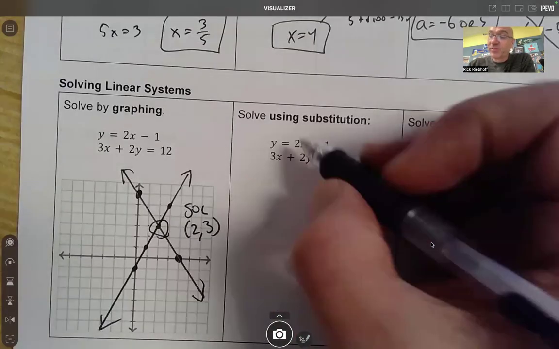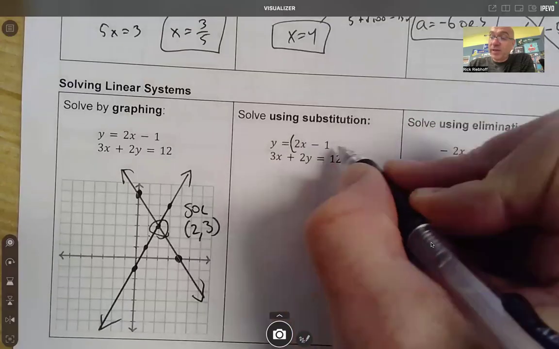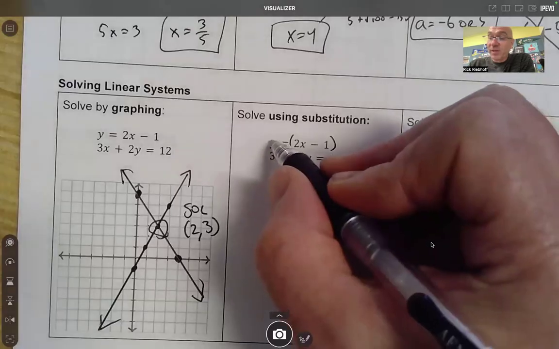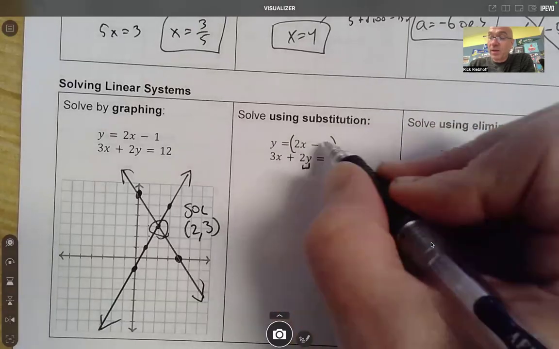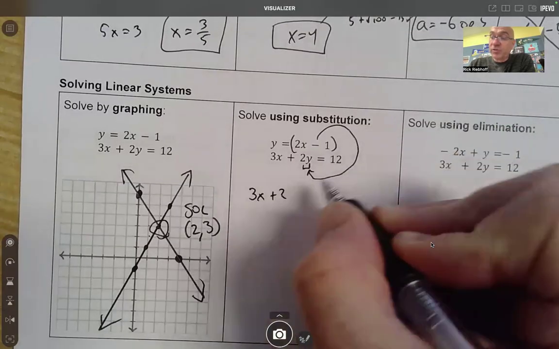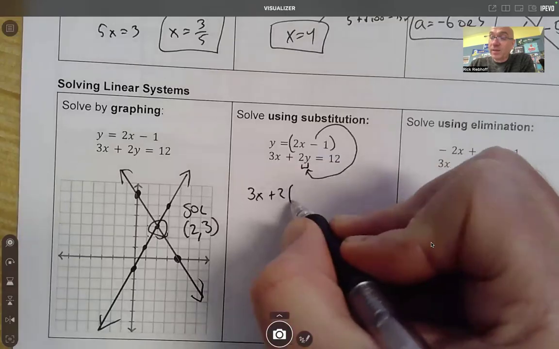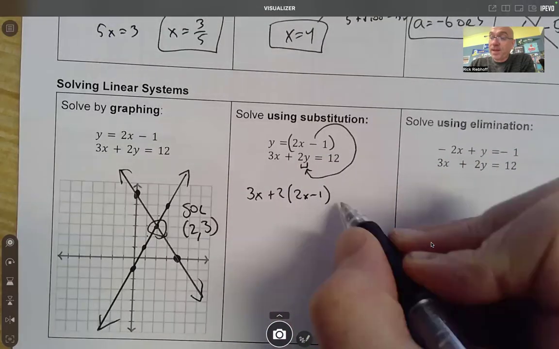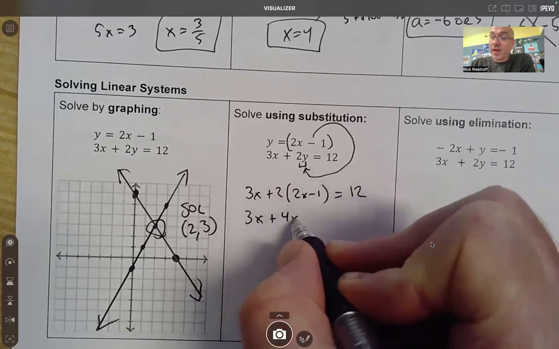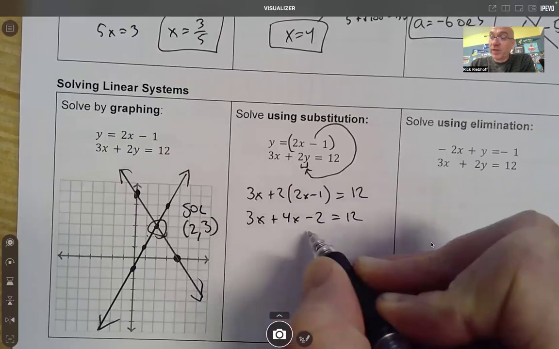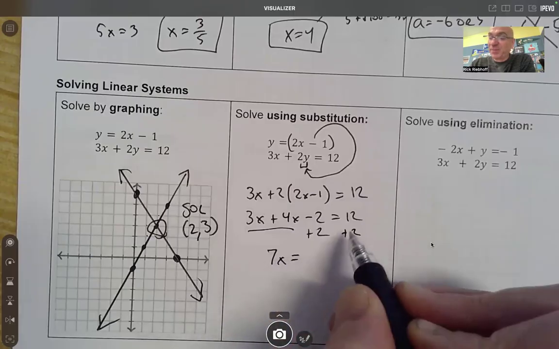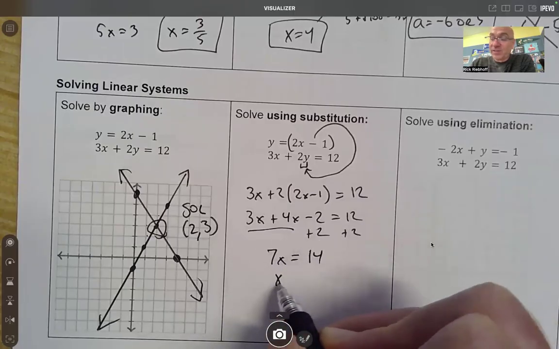So solve using substitution. y equals this. We need to have either x equals something or y equals something to use substitution. So in place of y here, I'm going to substitute this in for it. So 3x plus 2 times this y, 2x minus 1, equals 12. I'm going to distribute: 3x plus 4x minus 2 equals 12. We're going to add 2. 3x plus 4x is 7x. Ooh, that's ugly. I hope this works. 14. So x equals 2.